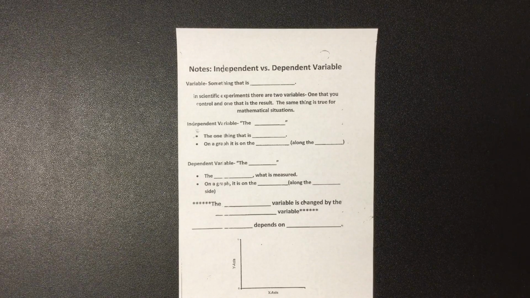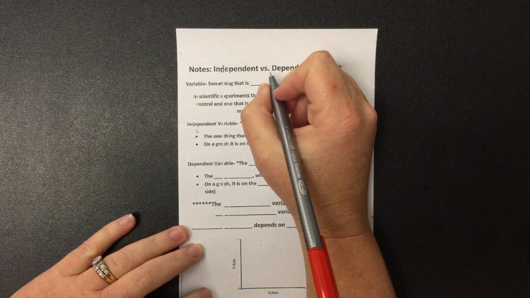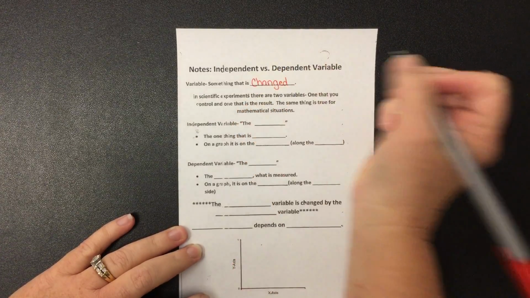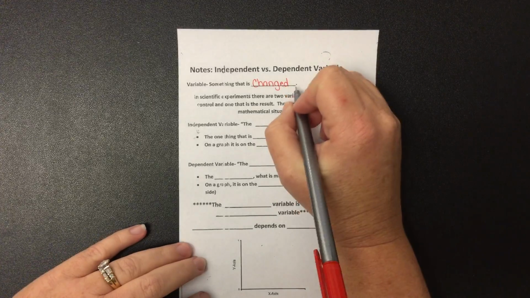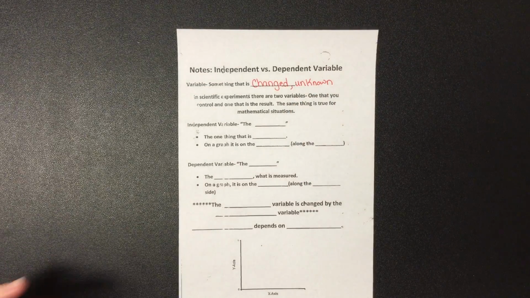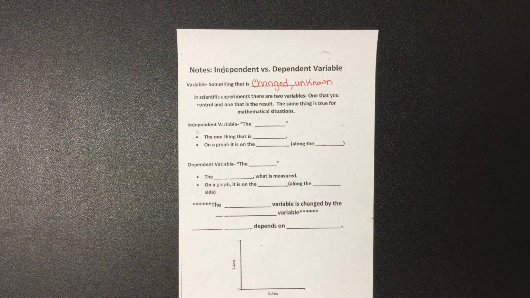Okay, so a variable is something that is changed. It is something that is changed, and it is unknown. It varies. It changes. All right.